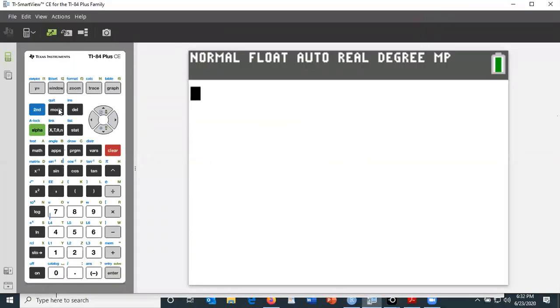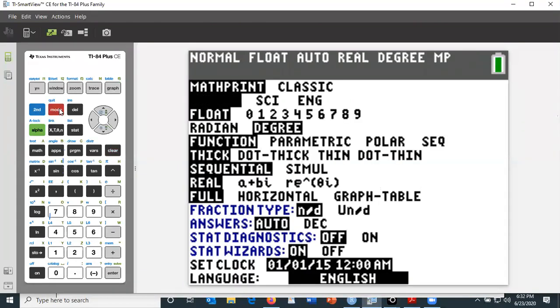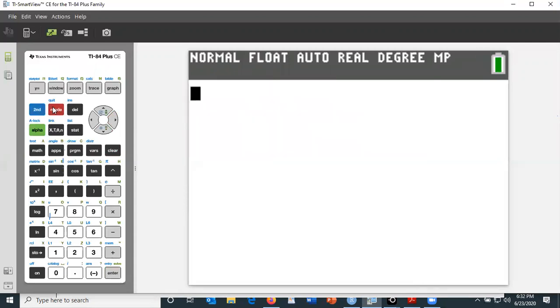For those that weren't with us yesterday, or maybe weren't paying attention, don't forget the first thing you need to do is set your calculator to degree mode. You hit the mode button, scroll down to the word degree, hit enter, and you're in degree mode. There are angles in degrees and angles in other measurement systems, so you have to tell your calculator which system you're using. We're using degrees in this problem.